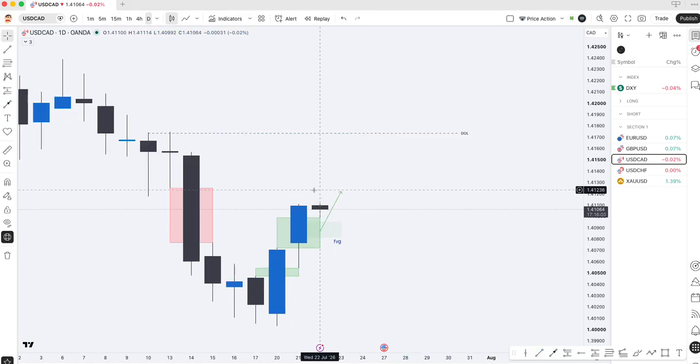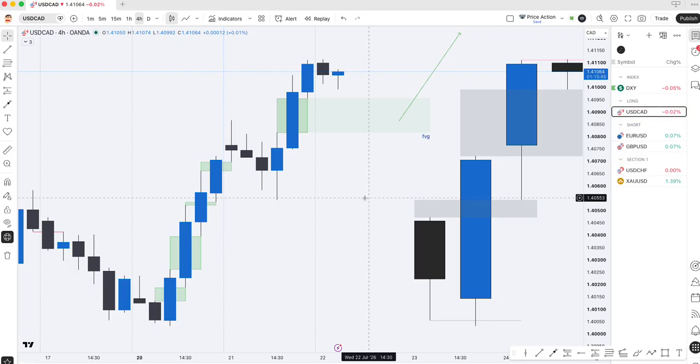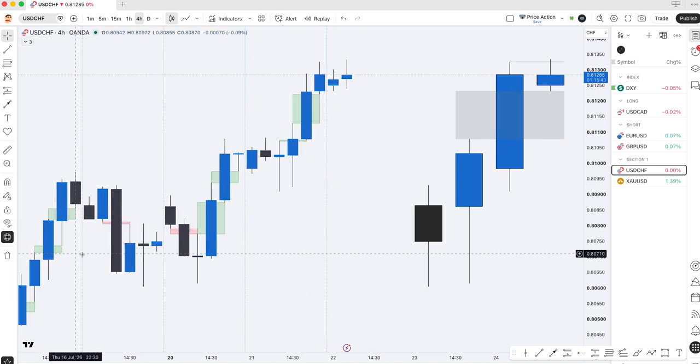And then today's candle goes down, taps into this 4 hour fair value gap, and then we continue pushing to the upside. So again, as you can see, the XY is bullish for me, EU is bearish, GU is bearish, and UCAD is bullish. So it's setting up really nice as well. UCHF, what do we have?